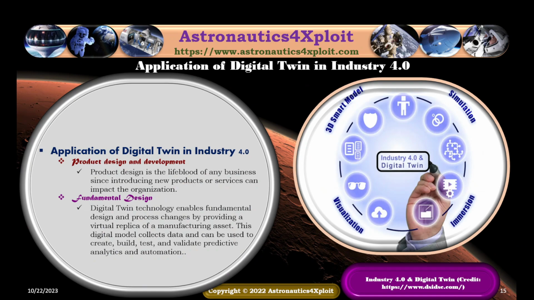Product design is the lifeblood of any business, since introducing new products or services can impact the organization. Digital twin technology enables fundamental design and process changes by providing a virtual replica of a manufacturing asset. Industry 4.0 and digital twin is shown in this picture.